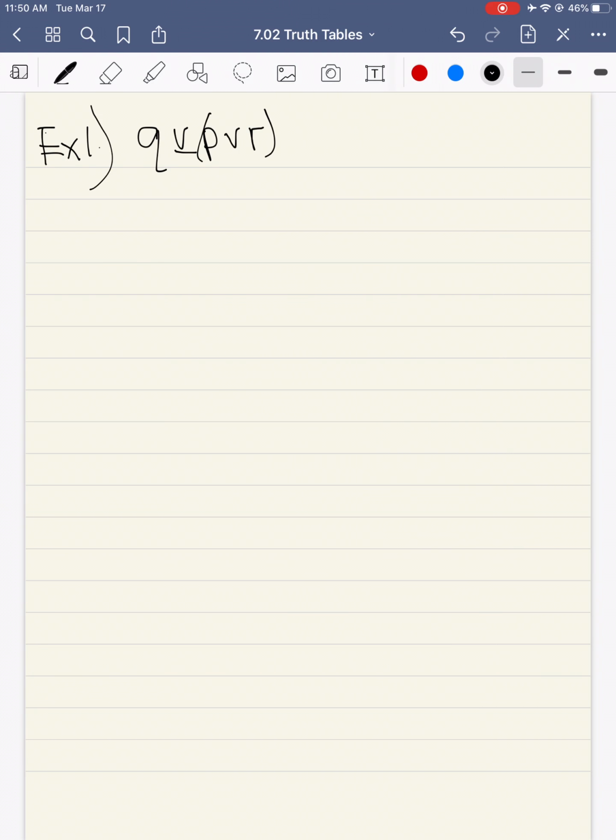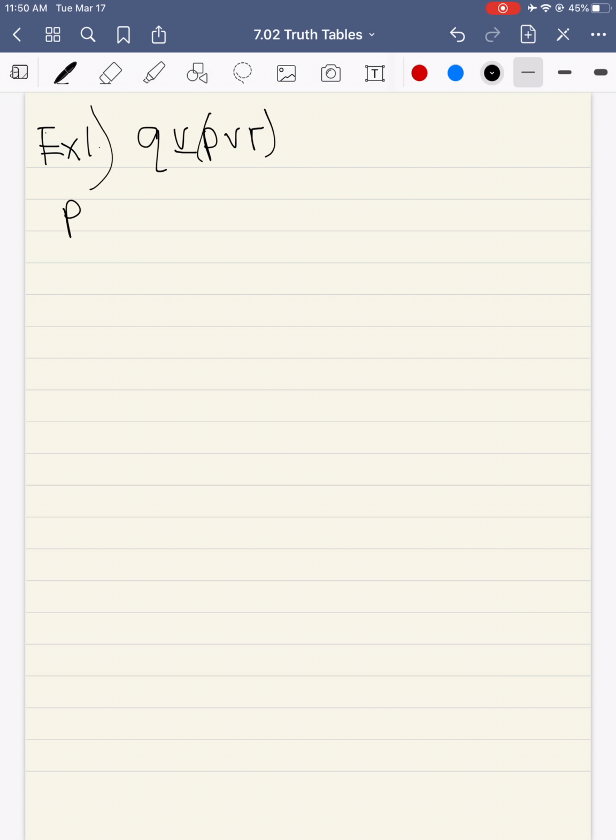So here in this first example, we have Q exclusive or the quantity P or R. So this is going to be a larger truth table since we have 3 propositions going on. So let's go ahead and just start building our truth table. So this is going to have 8 rows in this table.